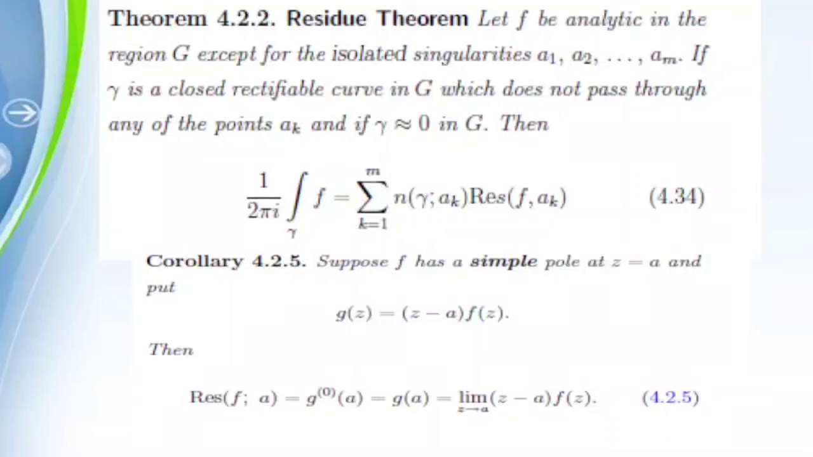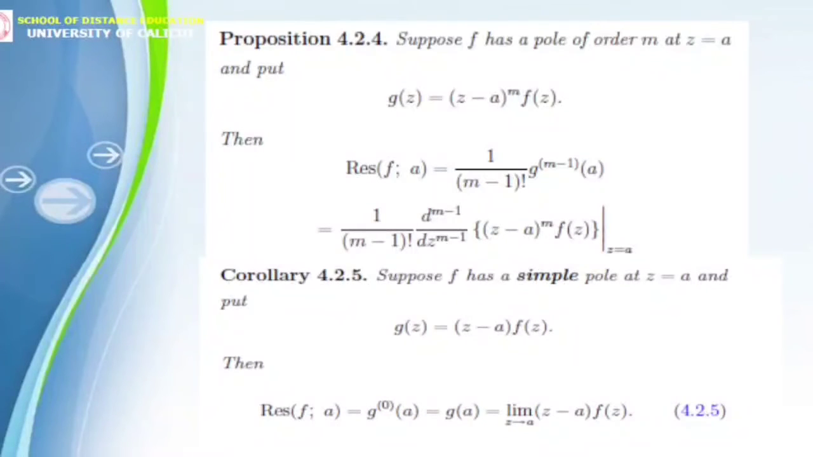If the given function has a simple pole at z equal to a, then the residue of f of z at a is limit z tends to a of z minus a into f of z. If the given function has a pole of order m at z equal to a, then the residue of f of z at z equal to a is 1 by m minus 1 factorial, d raised to m minus 1 by dz raised to m minus 1. It is the m minus 1th derivative of z minus a raised to m into f of z at z equal to a. That will give you the residue value.